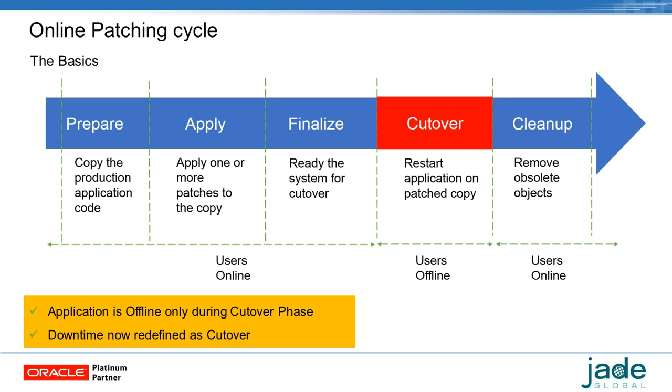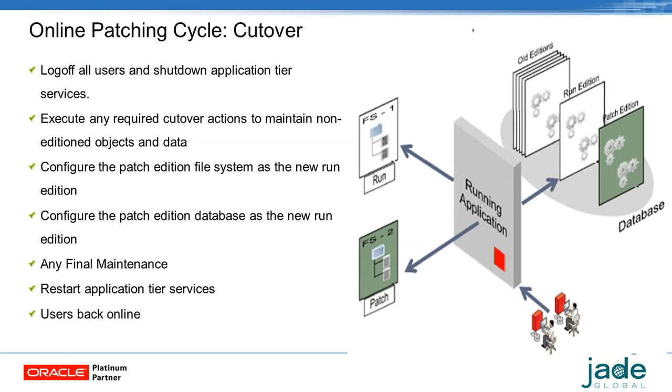The next is cutover. So let's look at cutover. During cutover cycle, which can be very brief, up to maybe 5 to 8 minutes, depending upon what activity you are going to perform. But in general, if you are following the steps properly of prepare, apply, and finalize, then your cutover activity should not take more than 5 to 8 minutes. During this cutover cycle, you log off all your users and shut down application services. So no more users are logged in.